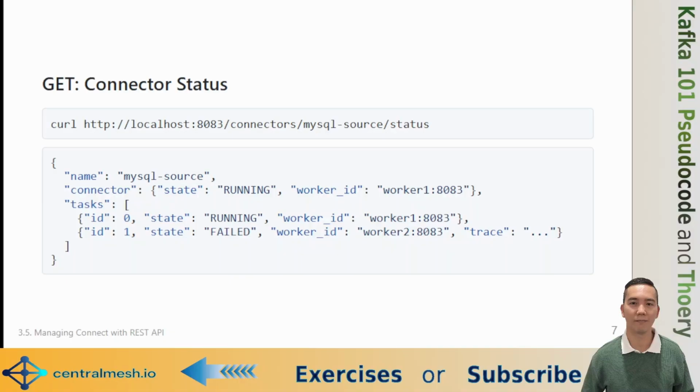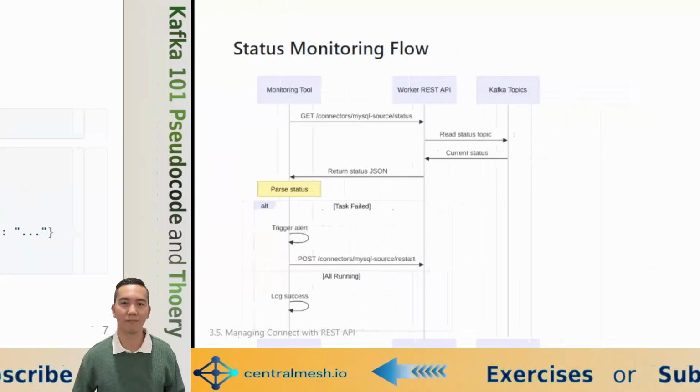This distinction is important because a connector may still exist even if one or more of its tasks have failed. Instead of simply knowing that something is wrong, the status endpoint tells us exactly which task failed, which worker it was running on, and often includes the stack trace needed for troubleshooting. This endpoint becomes the foundation for monitoring systems like Prometheus, Grafana, or custom operational dashboards.